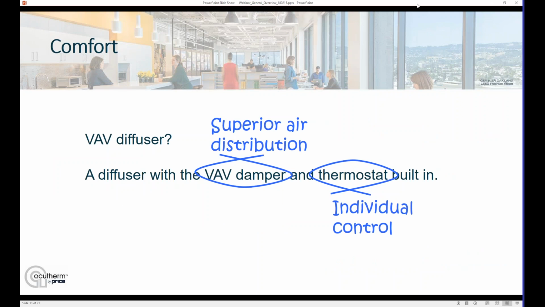So by having a VAV damper built into the diffuser, you get a superior air distribution. Combine that with that thermostat built in and the individual temperature control, and that leads to comfort. And that's the number one reason we're in this business. If it weren't for comfort, there's a lot of other things we could do, but that's our primary goal.